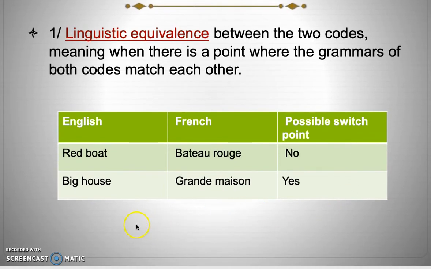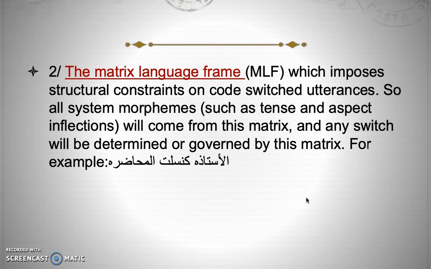As you can see, this table gives the English and French languages. In English, read both. I'm really afraid I will read it incorrectly, but something like that. So there is no possibility of switching points. Big house, grande maison, I guess I read it correctly. So there can be a possibility of switching.